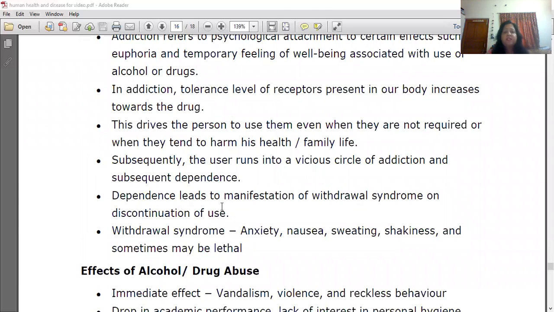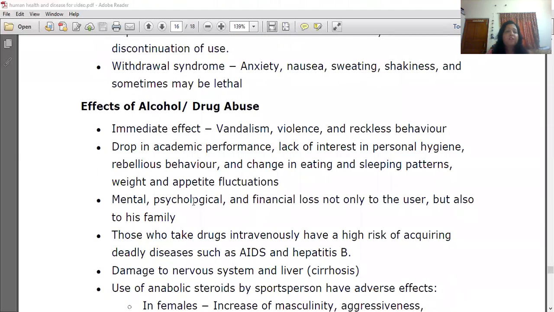Now, dependence leads to manifestation of withdrawal symptoms on discontinuation of use. There are many withdrawal symptoms once the person is addicted, like anxiety, nausea, sweating, shakiness, and sometimes it may be lethal also. What are the effects of alcohol or drug abuse?